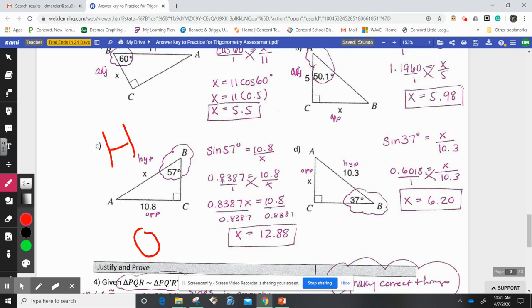So I'm going to get 0.8387x is going to equal 10.8. Okay, I'm going to divide by that. I'm going to get x is equal to 12.88.